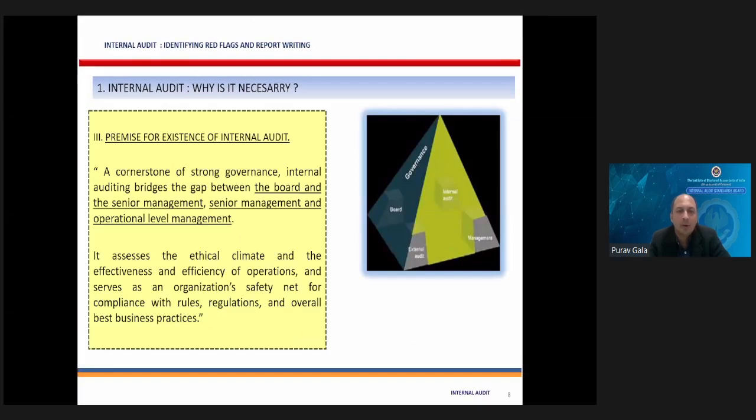There are four cornerstones of governance: the board, the senior management, and the operational level management. Now if I categorize this, it would be external auditors, the board, management, and internal audit. These four basically constitute the four pillars and they assess the ethical climate of a company. For those of you who work for listed clients, you will be able to assimilate this.